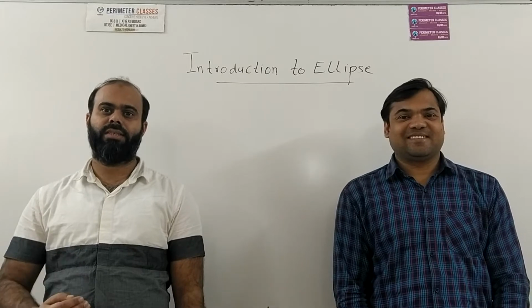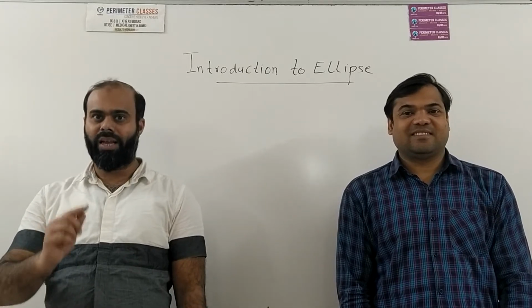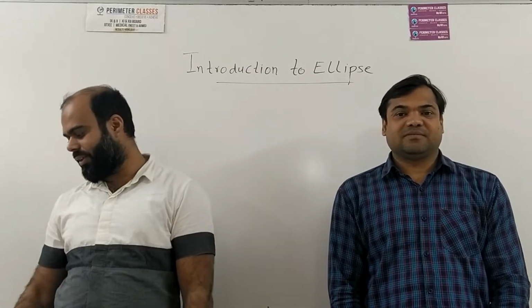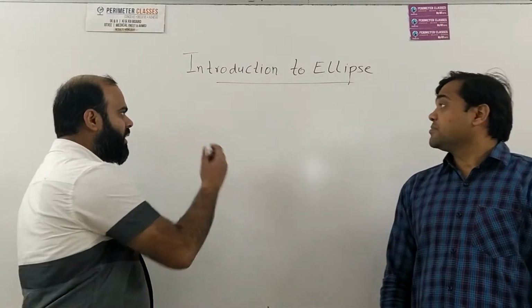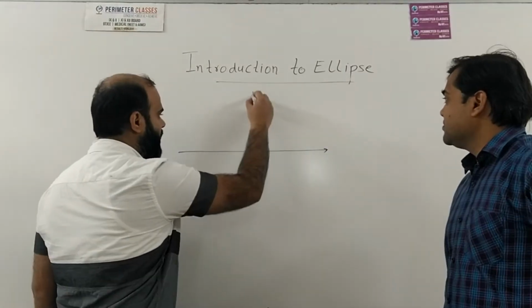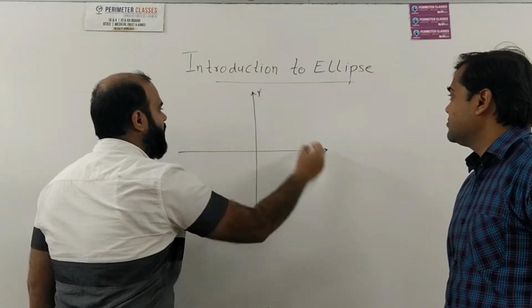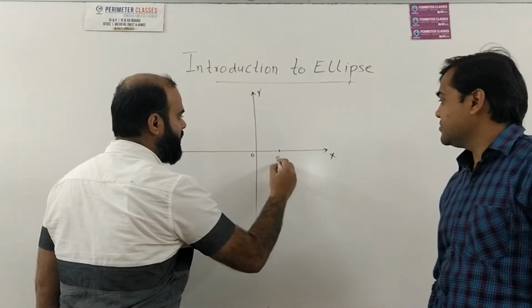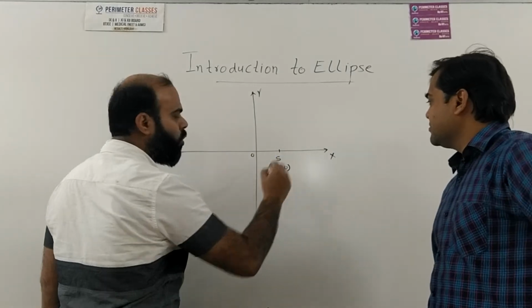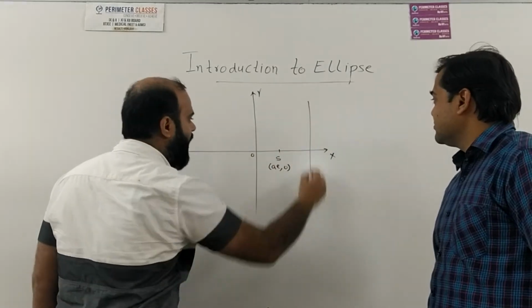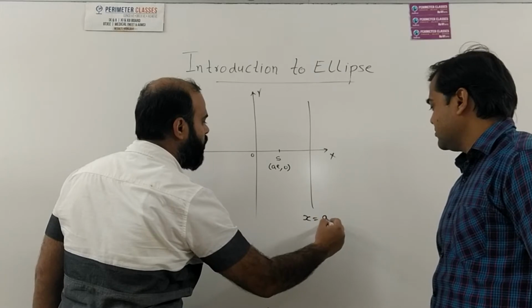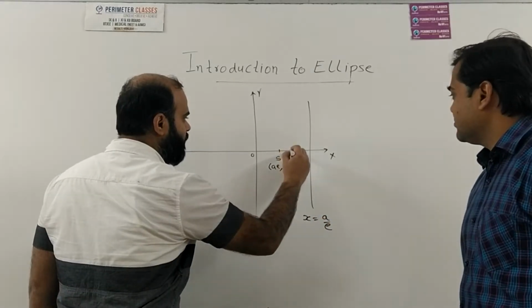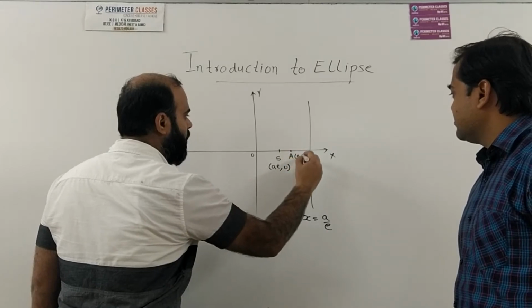And as we were discussing ellipse, we have come to some results which I will write here and we will proceed further. So if we take the x-axis and y-axis and this is the origin, then there is a point S which is (a, 0) called the focus, and there is a line with equation x = a/e, which is called the directrix. There is a point A which has coordinates (a, 0).